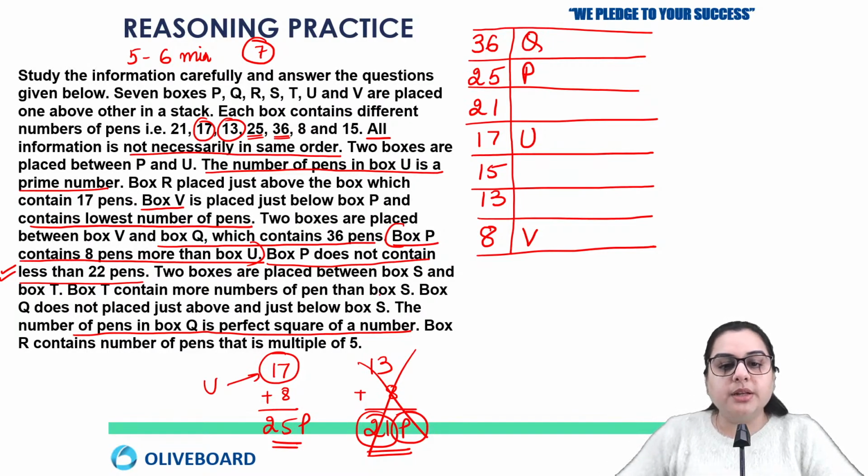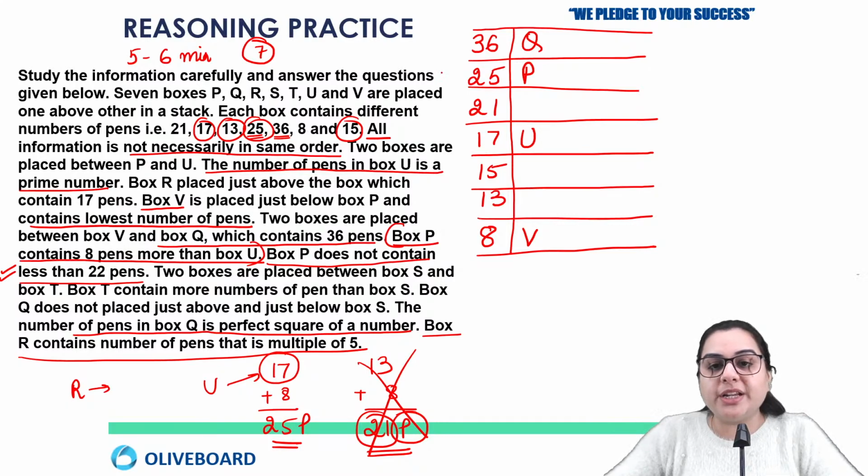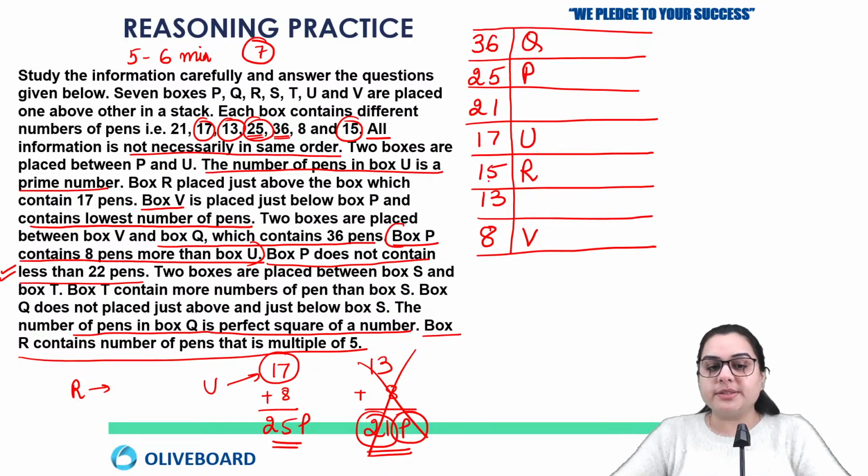Very good. Next we have that box R contains a number of pens that is a multiple of 5. So the multiples of 5 here are 15 and 25. But 25 is already occupied by P, so R occupies 15 pens. So just two names are left out here: S and T. That means S and T are going to take 13 or 21. One of them will be on 13, the other will be on 21.